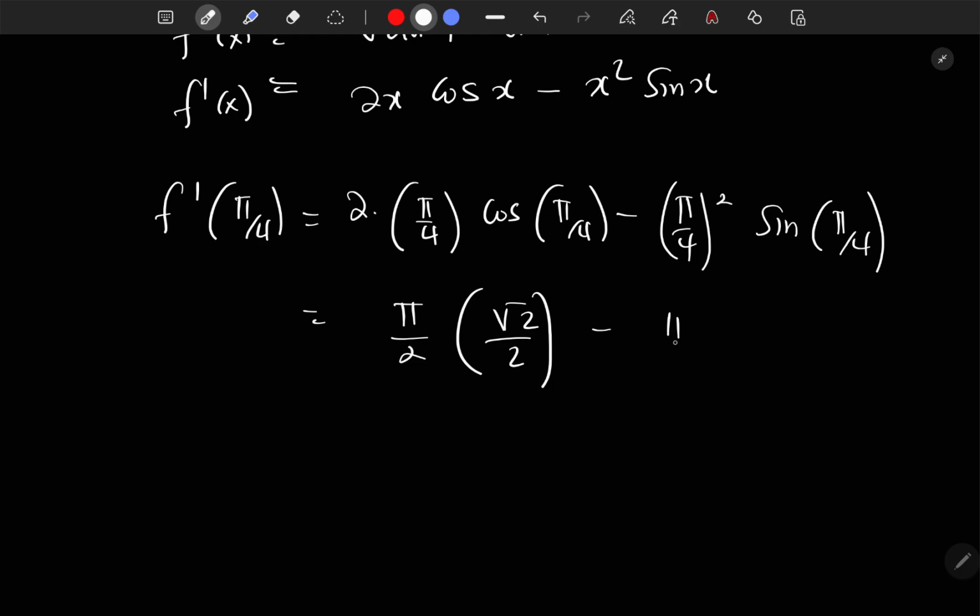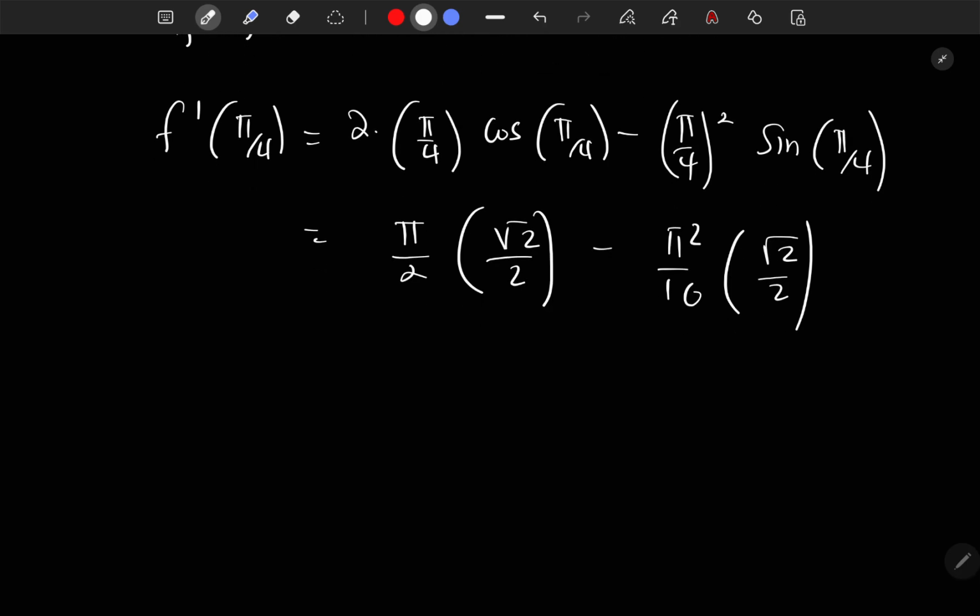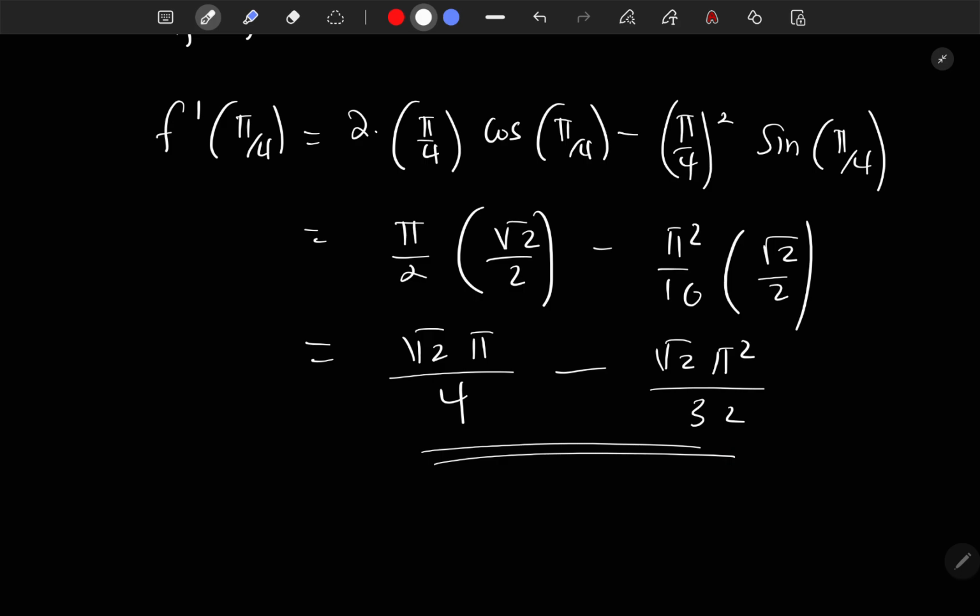This becomes pi squared over 16, open brackets, you are still getting the same root 2 over 2. And of course, we are getting root 2 times pi over 4. I'm just expanding, by the way. Then you have root 2 pi squared over 2 times 16, we get 32. Done.